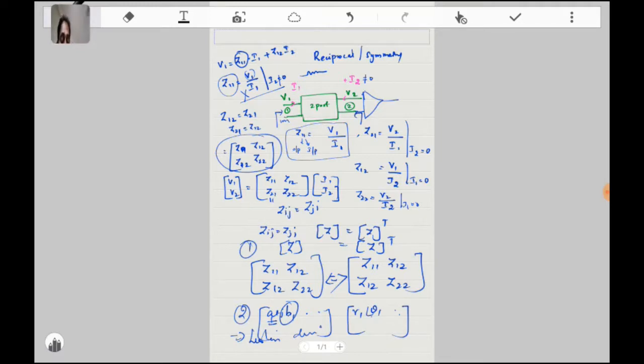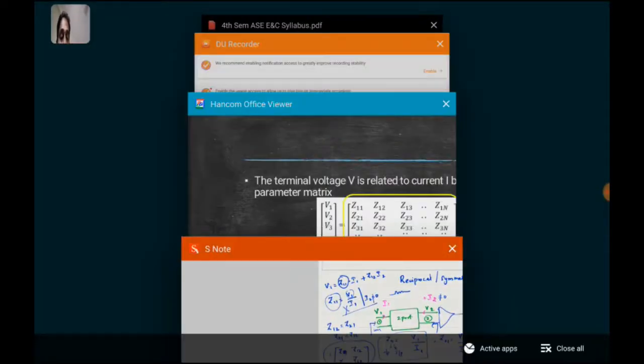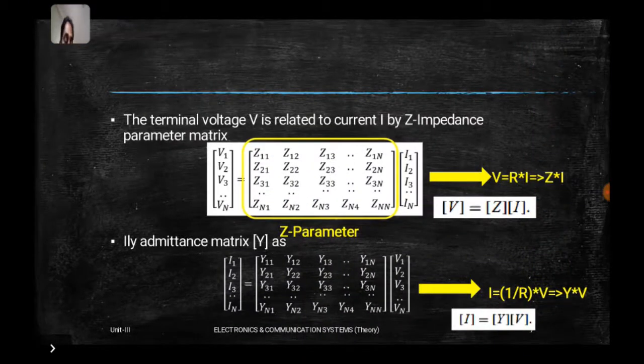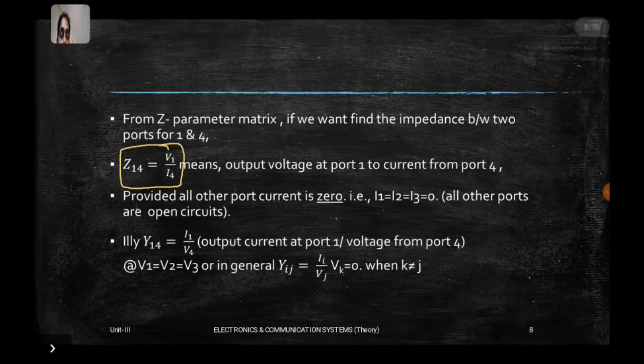Okay, we'll go back to the slides. What is given in the slides for the N-port device is that you can expand the same 2-port concepts to the N-port and you can easily understand. The same thing is explained here, provided that other currents are 0, then only this equation is valid. Similarly for admittance, you can write I1 by V4: output current at port 1, and input voltage from the 4th port. I by V is nothing but admittance. The same we can expand from Z to Y.